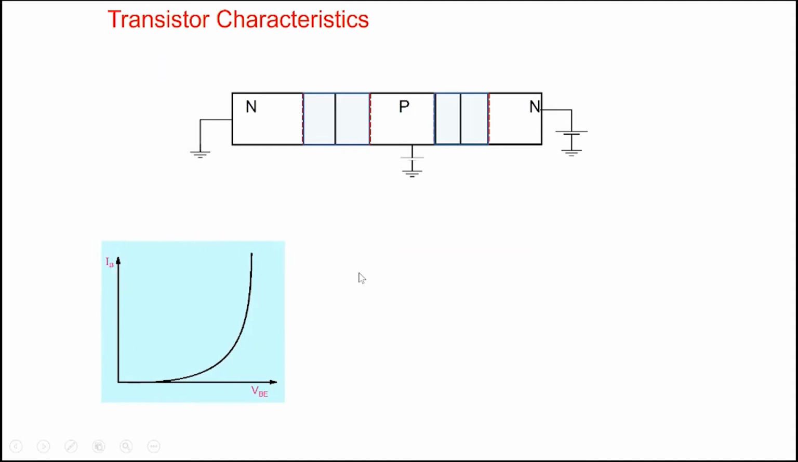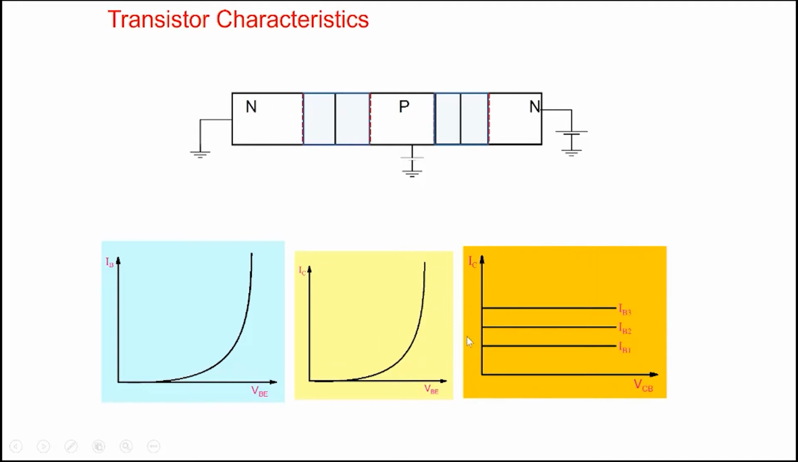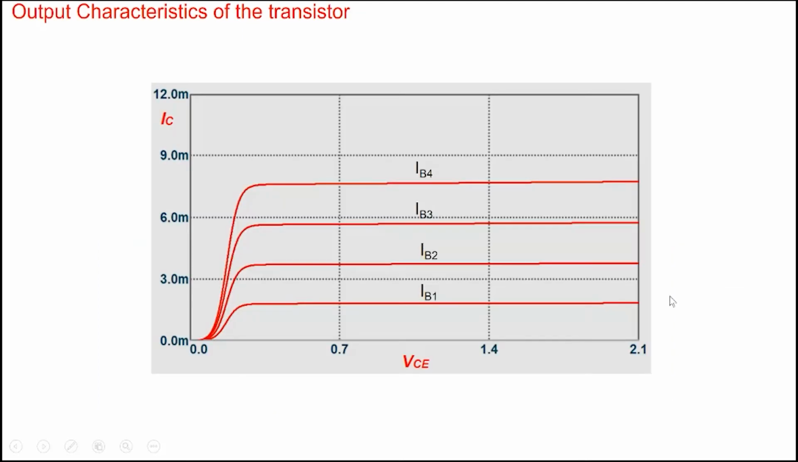All right, so these are the characteristics: the base current versus base emitter voltage. So the base emitter junction is a diode. Collector current with respect to base emitter voltage is also a diode, because collector current is nothing but the current that came from the base emitter junction, the electrons that came from here. And collector current with respect to collector base voltage is a constant, because it doesn't depend on the collector voltage. Okay, so these are my transistor's characteristics.